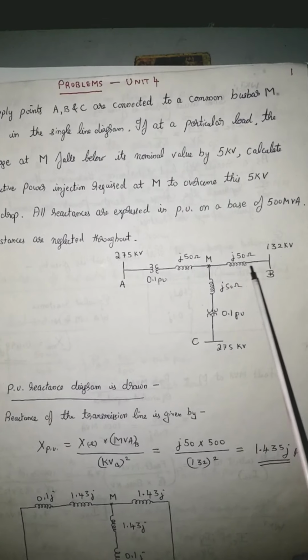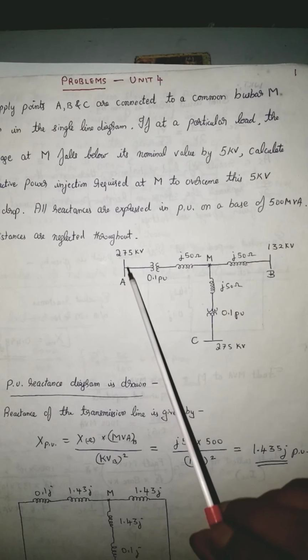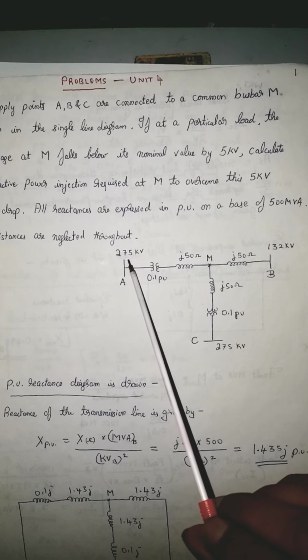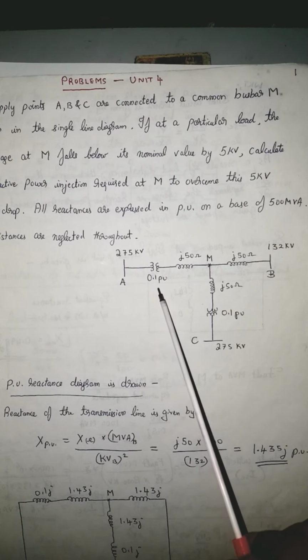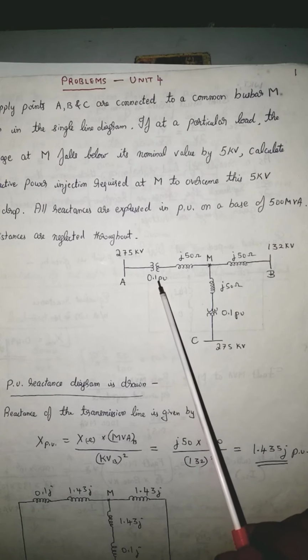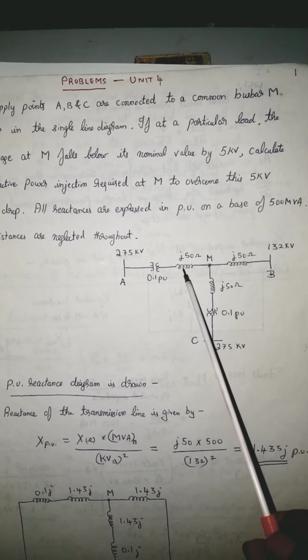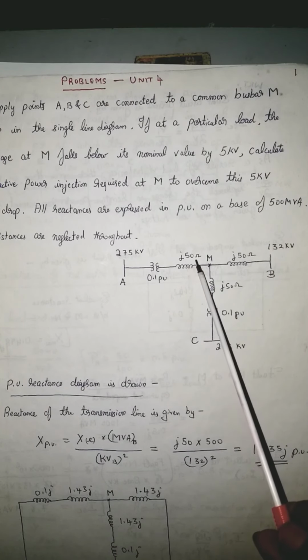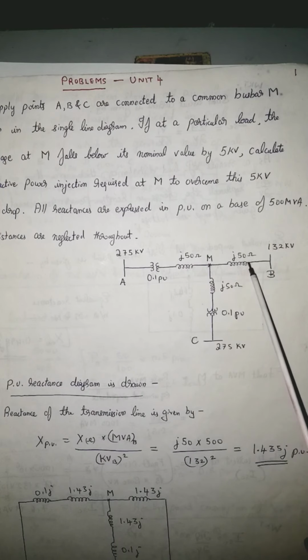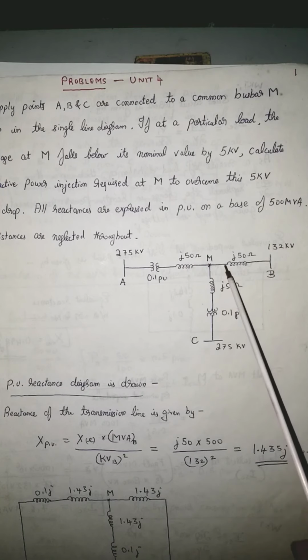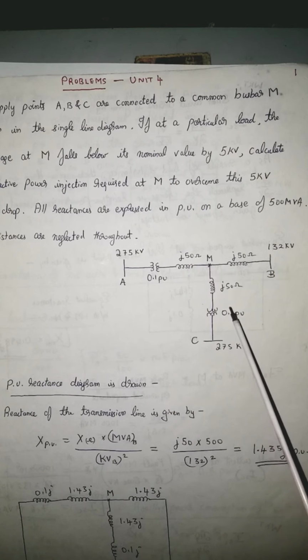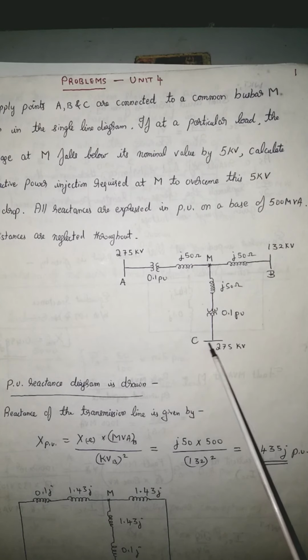So you can just observe the single line diagram. At bus A, the voltage is 275 kV and the reactance of the transformer is 0.1 per unit. And here you have a transmission line, part of a transmission line whose impedance is J50 ohms. And here another J50 ohm, this is another J50 ohm, they are interconnected at M. And here you have another transformer with reactance 0.1 per unit, and at bus C the voltage is 275 kV, at bus B it is 132 kV.